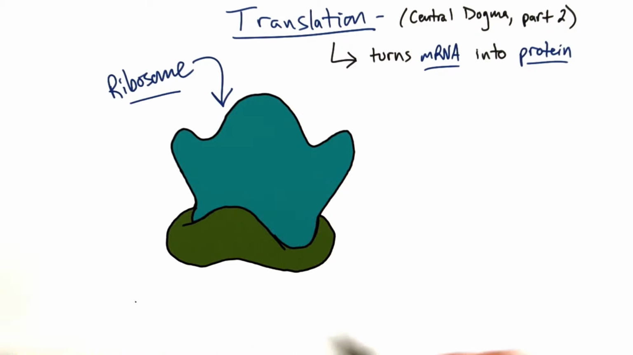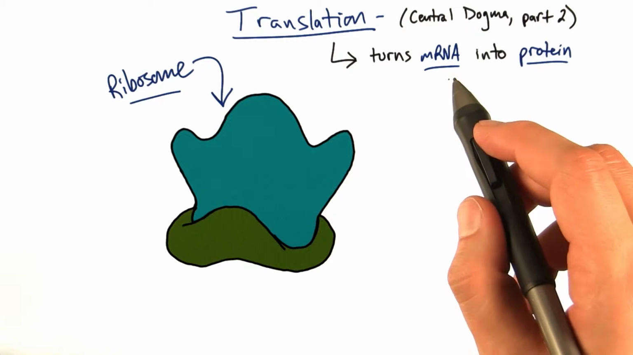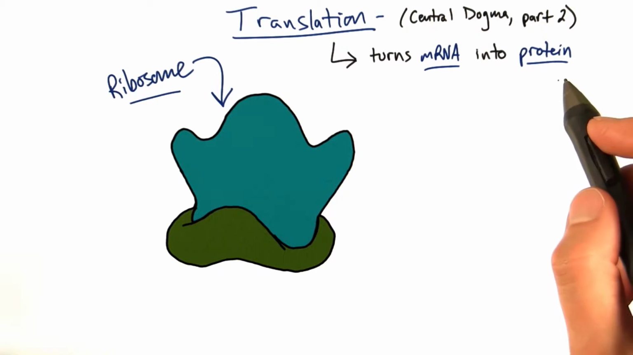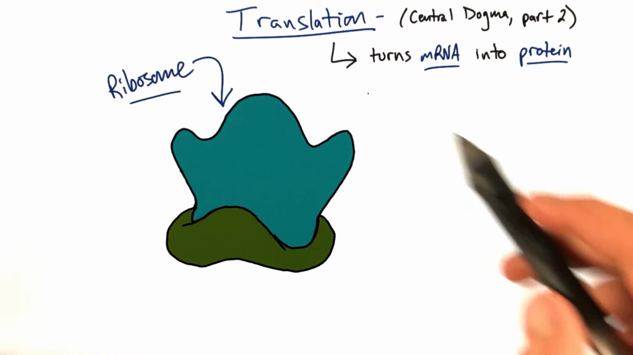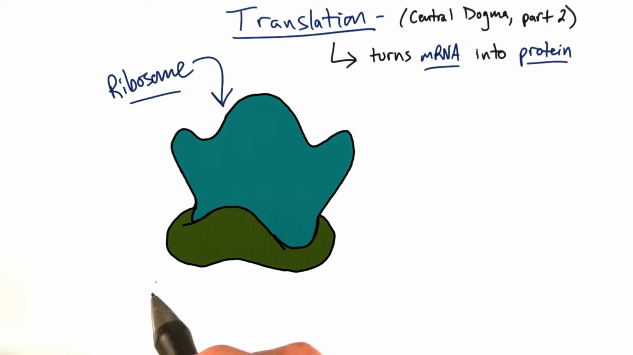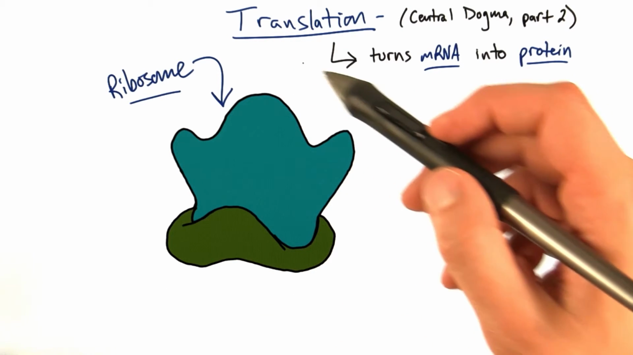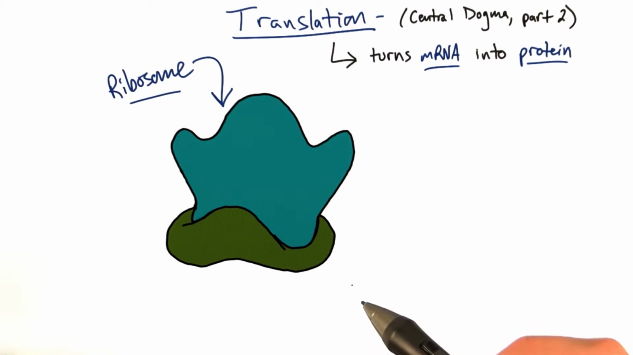So we've finally gone through the first step of the central dogma, transcription, and we have our mRNA. So the second step of the central dogma is to turn that mRNA into protein using a process called translation. Translation relies heavily on the molecular machinery of a component known as a ribosome. Ribosomes are the main driver of translation.